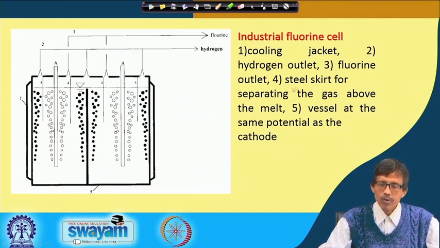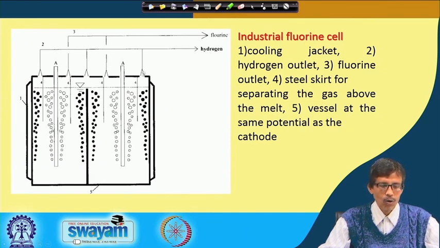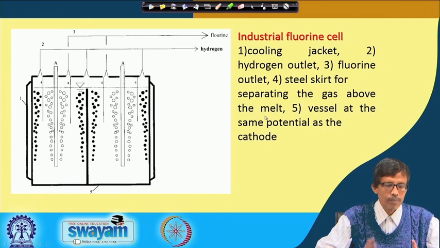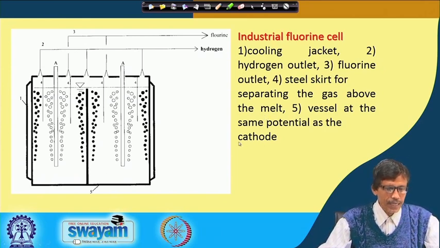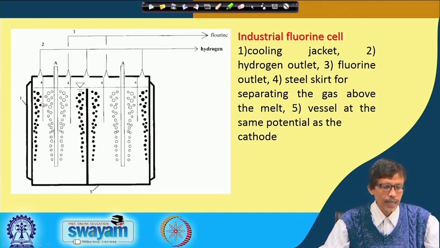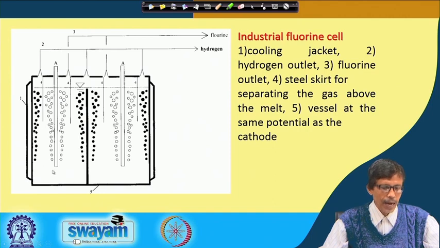Then number 3 is the fluorine outlet, and number 4 is the steel skirts. All these number 4 lines are steel skirts for separating the gas above the melt. So, the 2 bubbles, the hollow and the solid bubbles, one is for the cathode and another for the anode. So, from the bottom of the melt, and through the side of these electrodes, these are connected to the body of this electrolysis cell. So, you have the 3 black ones and 2 lighter ones, the anodes.